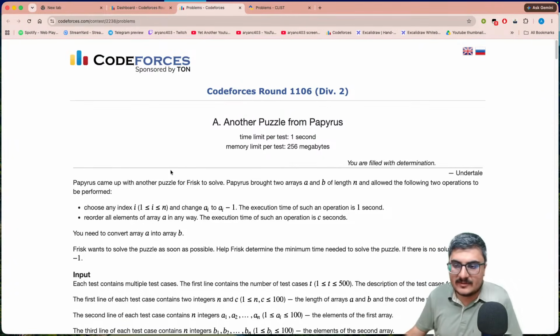So essentially, the problem is like this. We have an initial array. We can decrease some elements by one, and then we can rearrange all the elements of the array as well. Now we have to figure out if we can convert one particular array into another array or not. And the cost of each operation is also given to us.